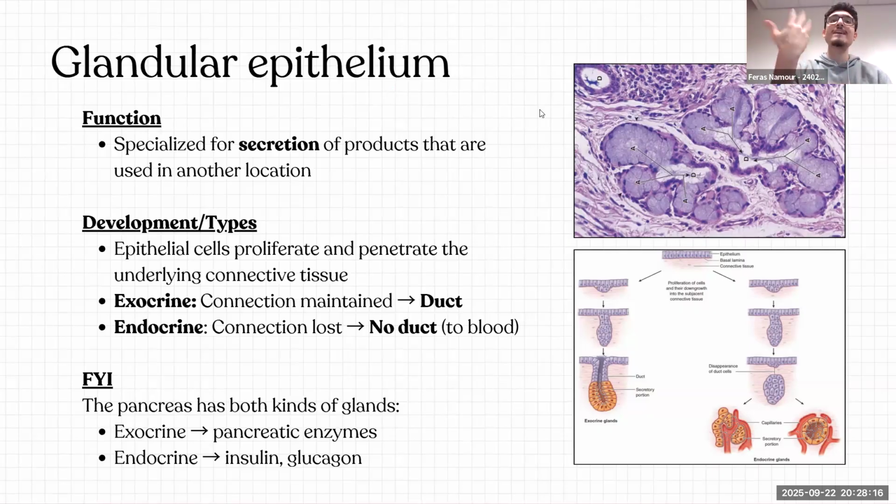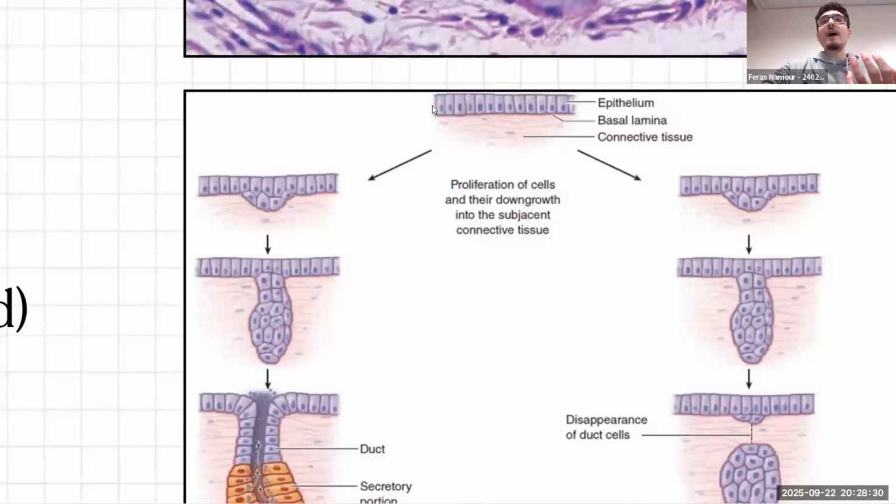We have two kinds: you have exocrine glands and endocrine glands. And what happens is, when you are in your mom's womb, when you're an embryo, epithelium will invaginate and push down, infiltrating.